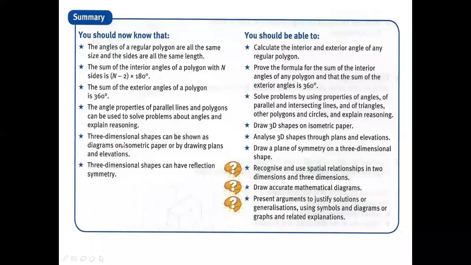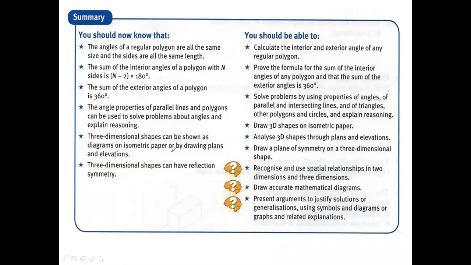Three-dimensional shapes can be shown as diagrams on isometric paper, okay, or by drawing plans and elevations. In isometric paper, we use equilateral triangles. For plans and elevations, we use square paper, okay. Plan means the view from overhead. Overhead view is called plan. Side views, front view, left view, right view, these are all called elevations.